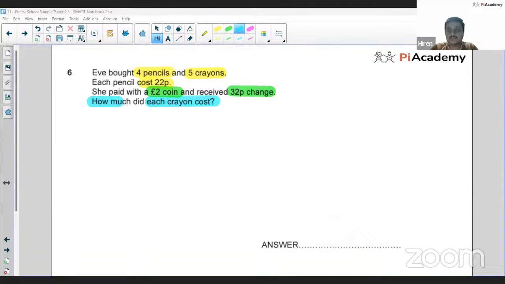Okay, let's get solving this question. Basically, what we have in front of us is 4 pencils and 5 crayons, right? And you already know the pencil cost. First of all, let's find out how much you are paying. Here you are paying £2, which means 200p. So you can convert this into 200 pence, right? And you are receiving 32p. So basically, how much are you paying in total? The total amount paid will be how much? Total amount.